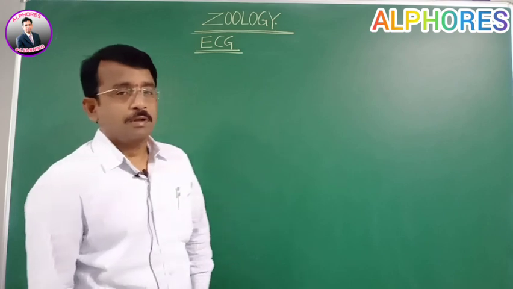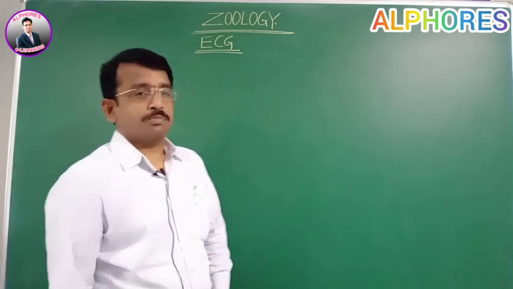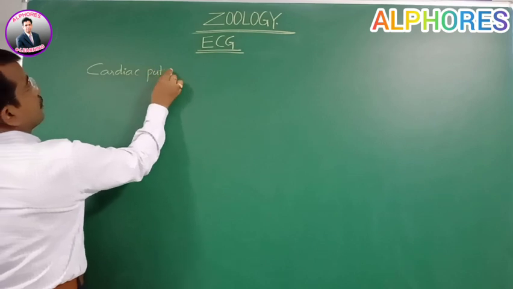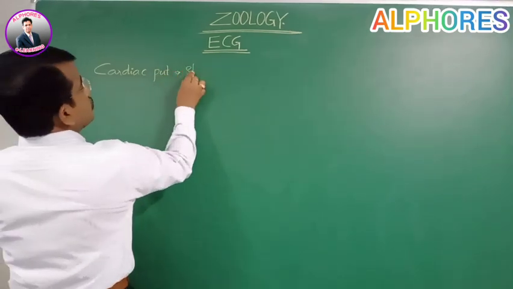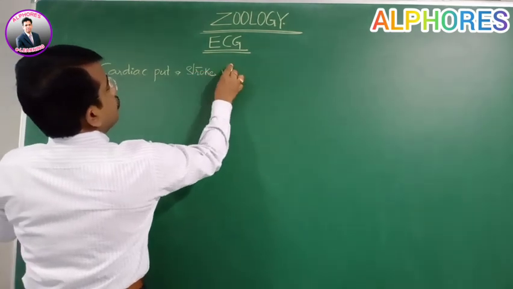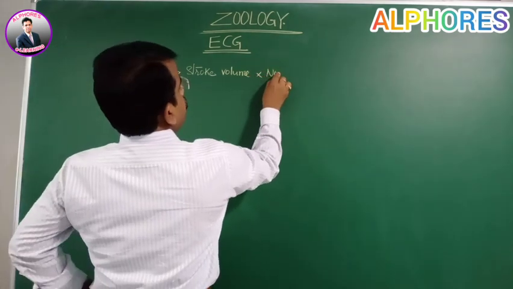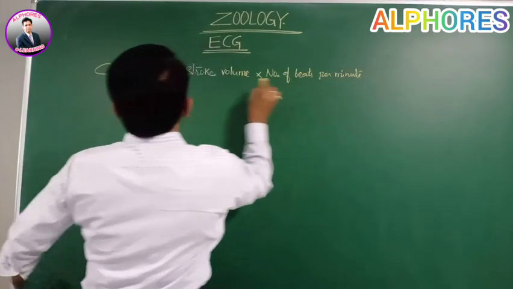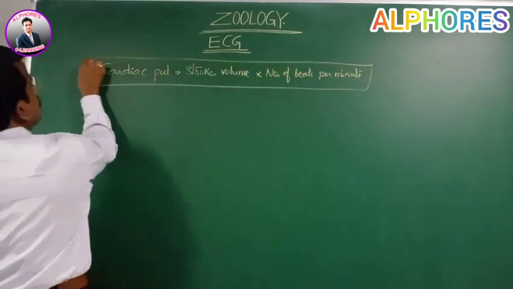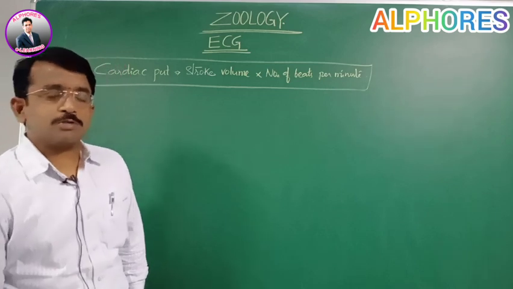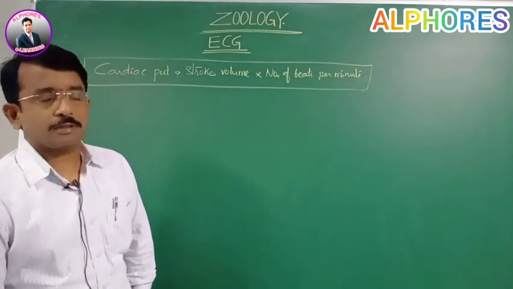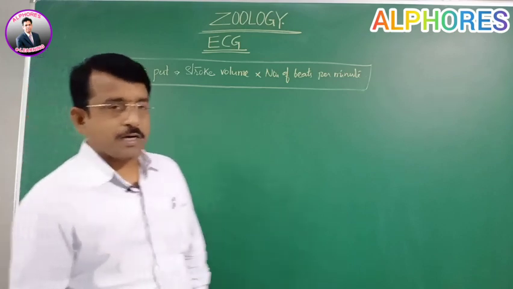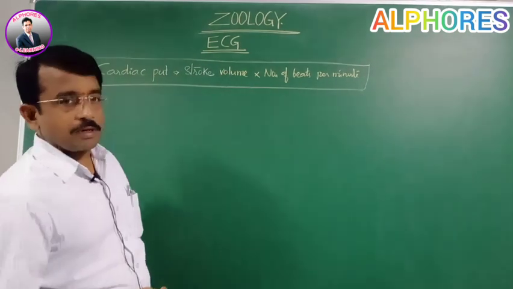This is zoology subject. We have discussed the cardiac output. Cardiac output can be written as stroke volume into number of beats per minute. Human beings have 5000 milliliters of blood. This 5000 milliliters of blood, which is pumped out from the heart in a minute of time, is what we name the cardiac output.